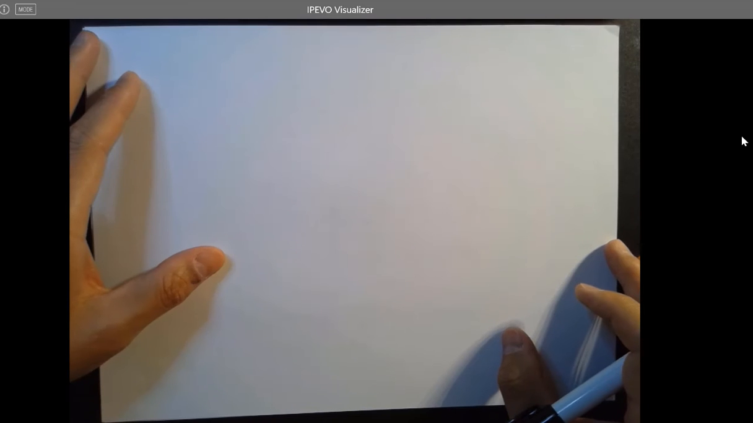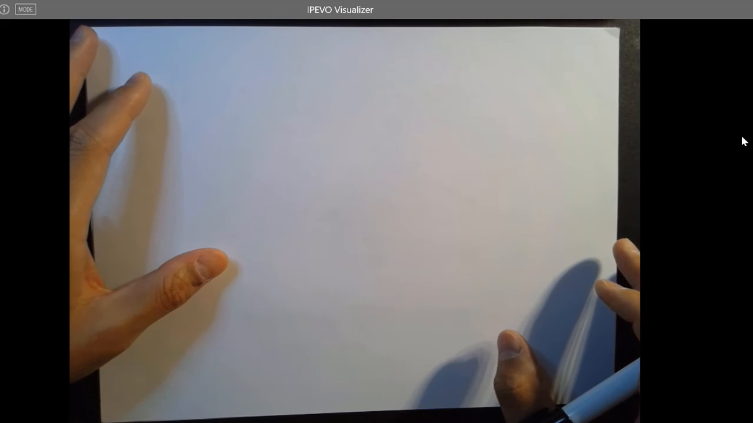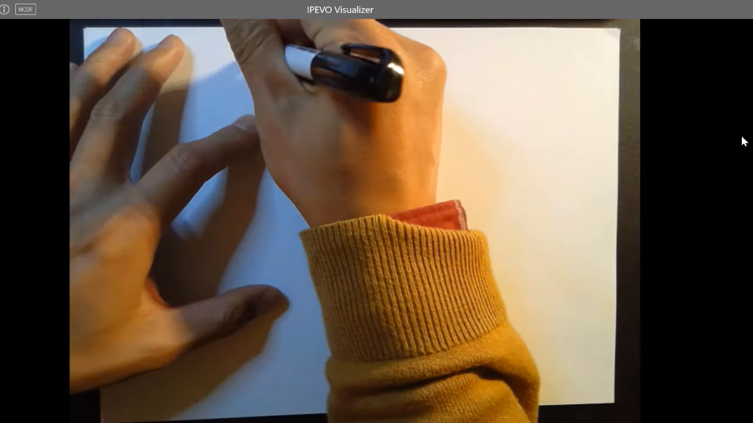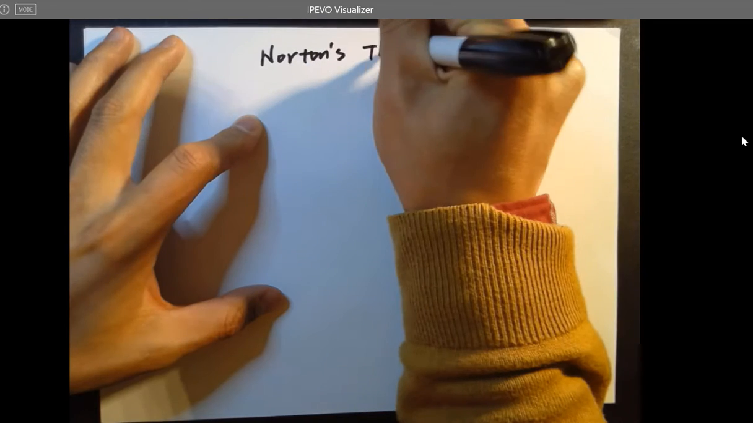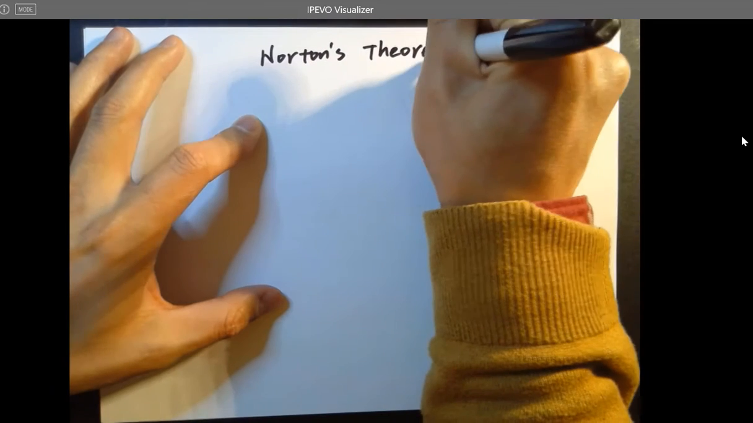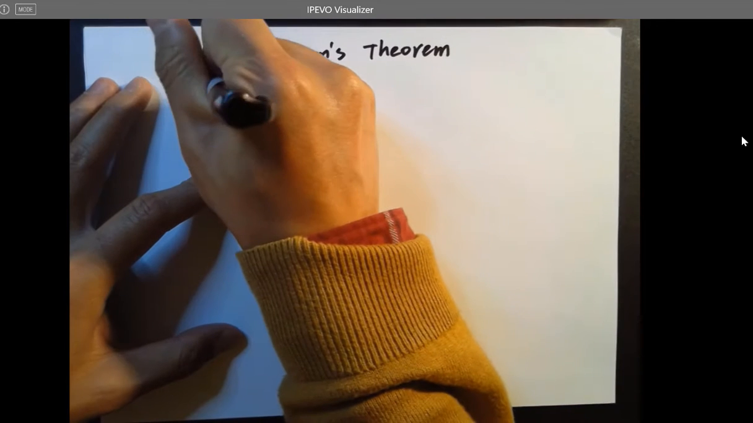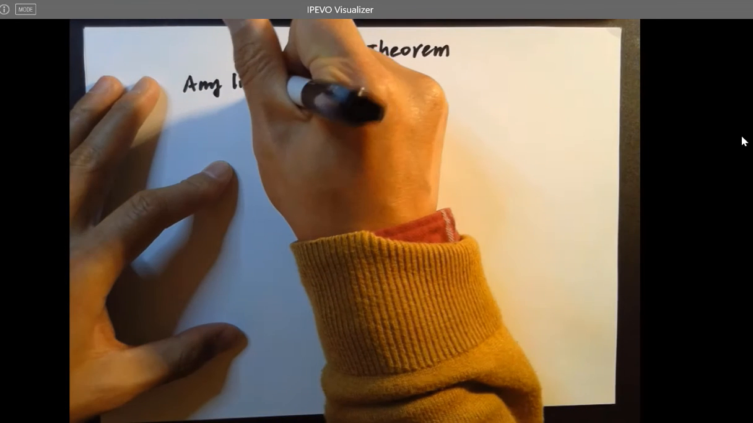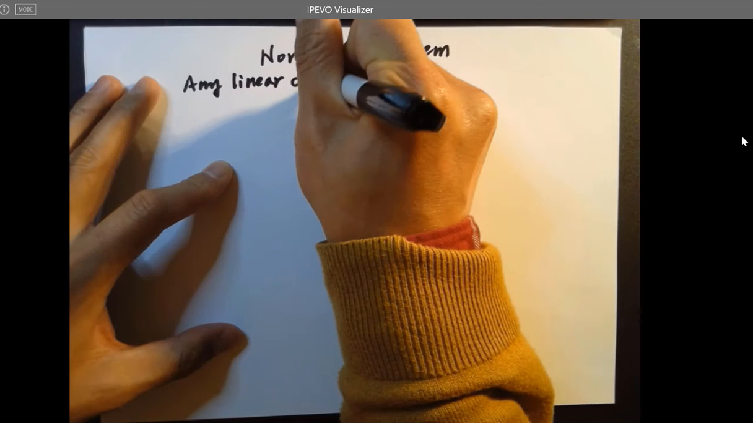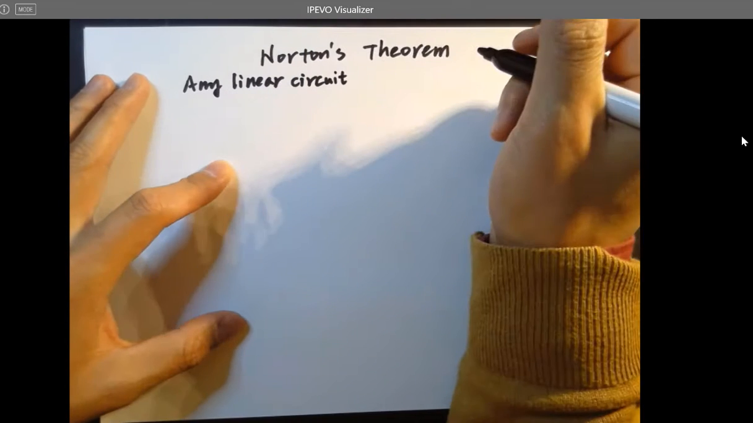Hi, in this video, I'm going to introduce the second equivalent circuit theorem. It's called Norton's theorem. So the description is: any linear circuit can be converted to the following equivalent circuit.